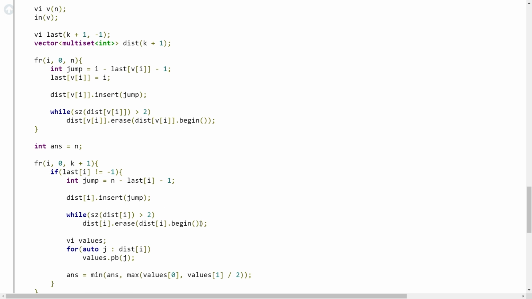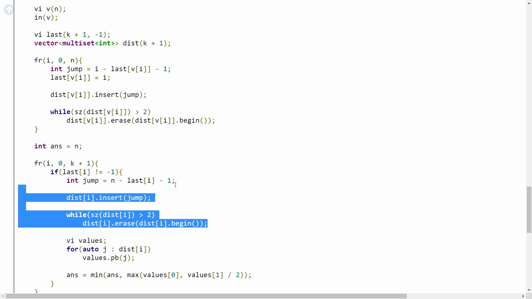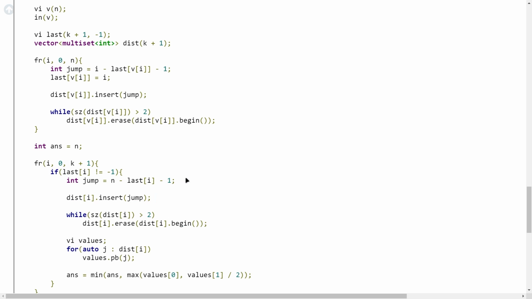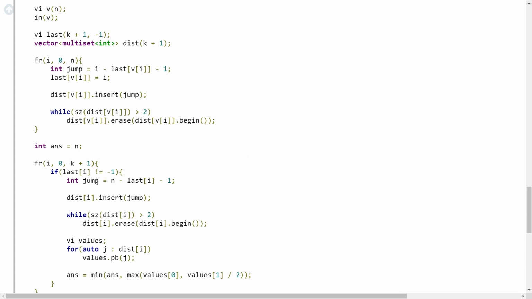The reason why I have done this part, this is the exact same part that I am doing here. I am calculating jump and inserting into this distance vector. The only reason I am doing this is because I also need to consider the jump that they have to make to go from their last stone to the last position. So let me also explain this part. Let's say this is the array. You are currently at this position, and you also have to go till here. So you also have to consider the jump made by you to cover these elements, right? That is why I again do the same thing.